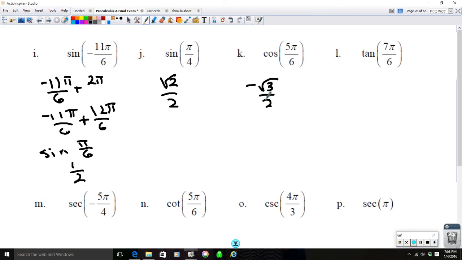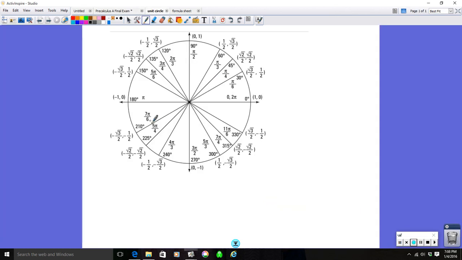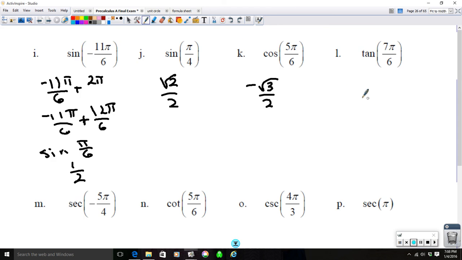7 pi over 6. Again, go to your unit circle. It's here, and it's asking for tangent. So it's sine over cosine. So it's negative 1/2 over negative root 3 over 2. You're going to have to simplify this. Negative 1/2 over negative root 3 over 2. When you multiply by the reciprocal, you're going to have positive, because negative divided by negative is positive.